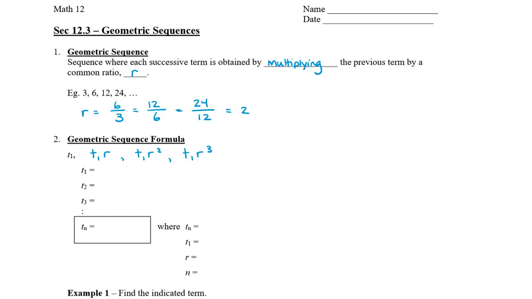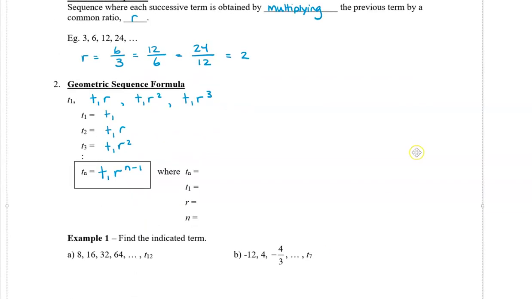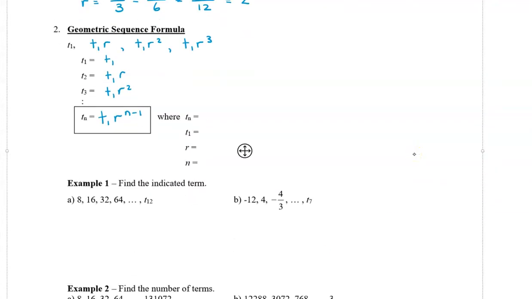Now writing this out vertically, we have T1 is T1, T2 is T1 times R, T3 is T1 times R squared. So if you look at the pattern, you can see all of them have a T1, and then it's times R, and you'll notice that the exponent is 1 less than the exponent of the term we're looking for. So our general formula can be T1 times R to the n minus 1. So Tn, that stands for our nth term.